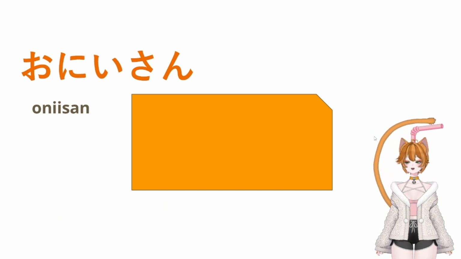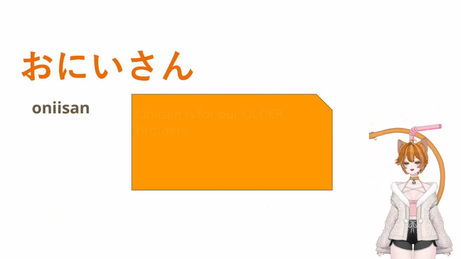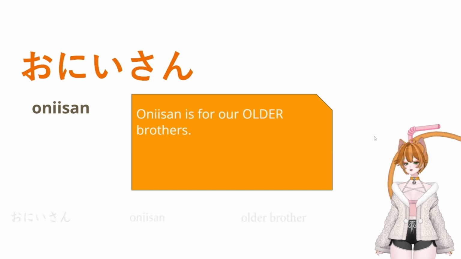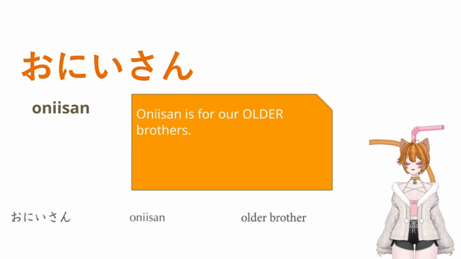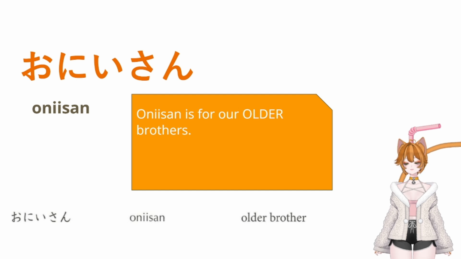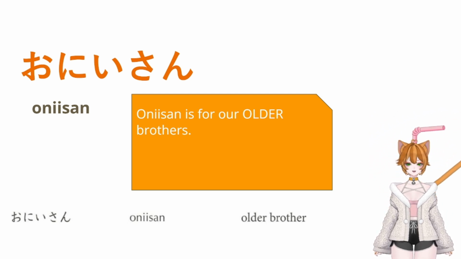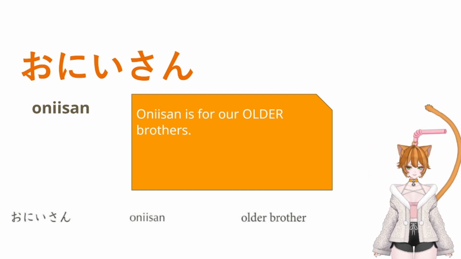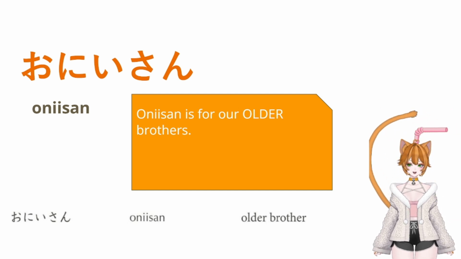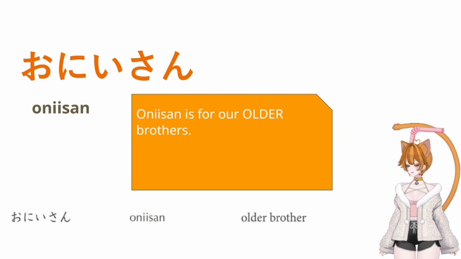Alright, our next one is onisan. Onisan is our older brothers. Again, I'm just saying brothers, but this can be used as a plural or a singular. Plurals aren't really a thing that you're gonna see with these words. So it's not gonna be like oni-sans. It's just oni-san to refer to your older brother.